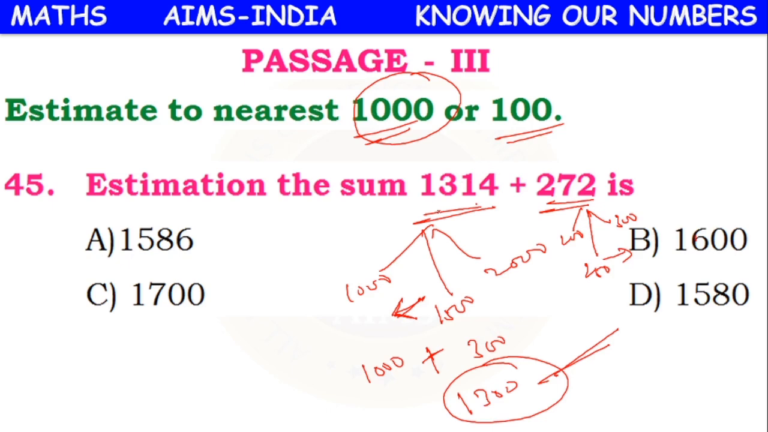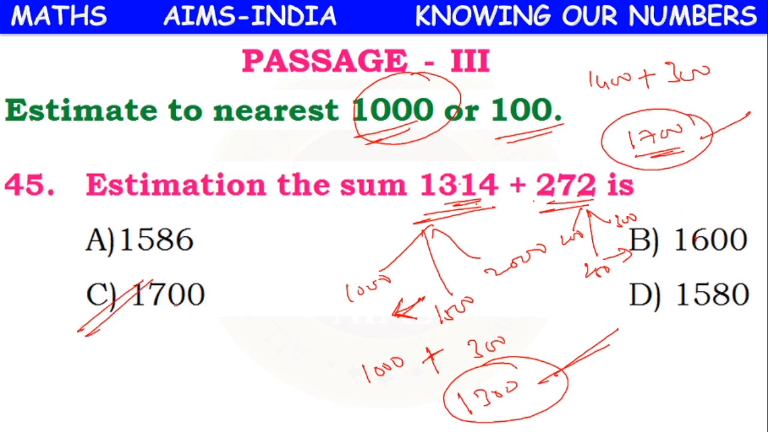So let's see nearest 100. 1314, nearest 100 is 1400. 272, nearest 100 is 300. So what is the answer? 1700 is the correct answer. C option is the correct answer.